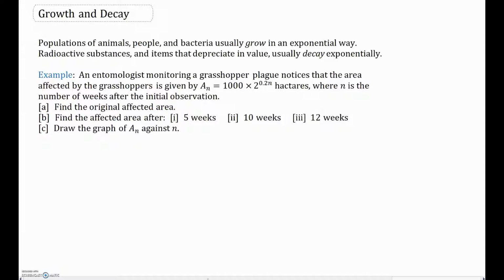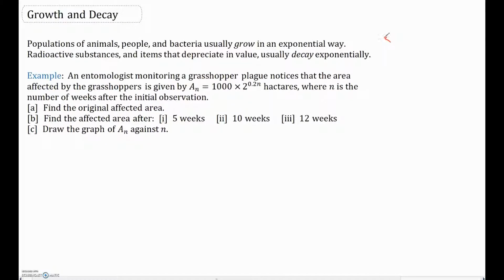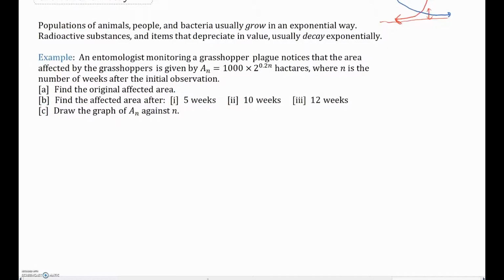And so again, when I think of growth, I think of a graph that is growing from left to right, growing away from its asymptote. When I think of decay, I think of the exact opposite, something that started far away from its asymptote and came down and is slowly decaying down to nothing. So that is the difference between a growth and a decay graph.